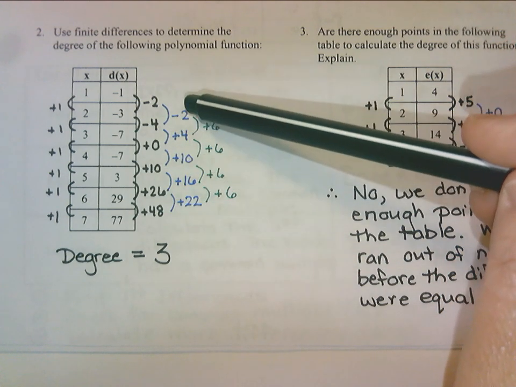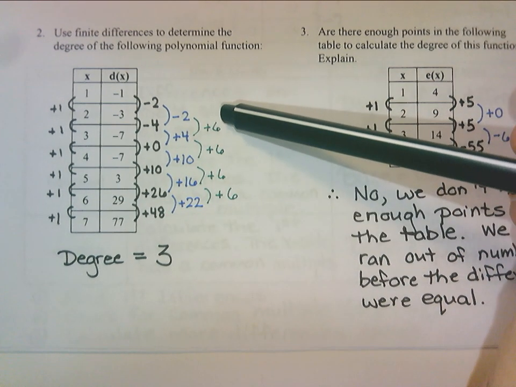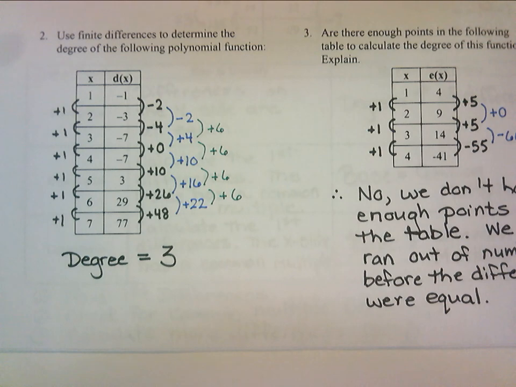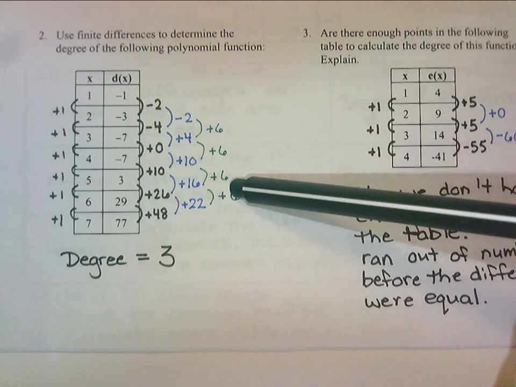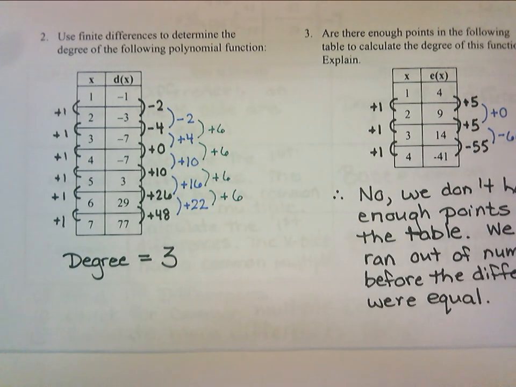They were not the same. I did it again. They were not the same. I did it a third time and they were the same. So because I had to do them 3 times, my degree is 3.